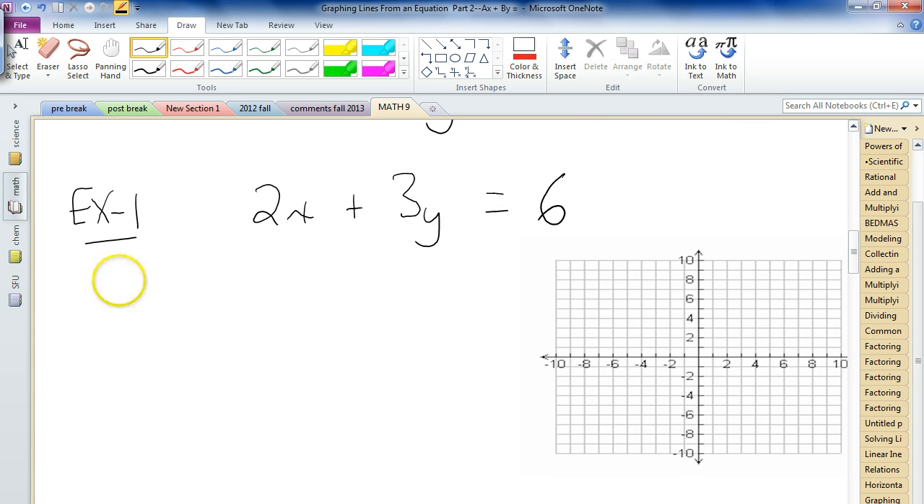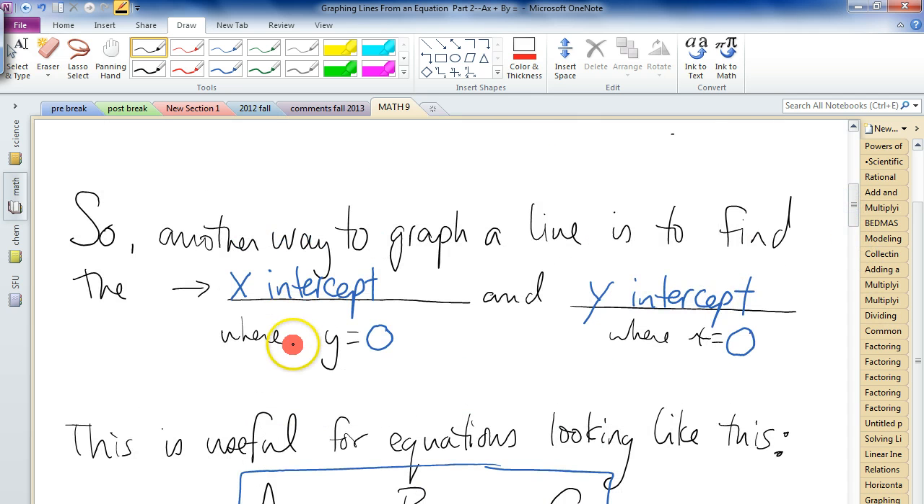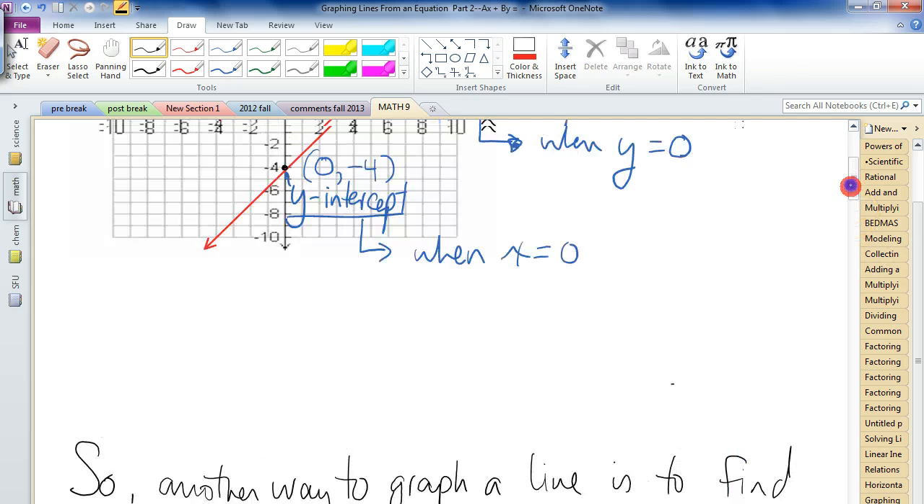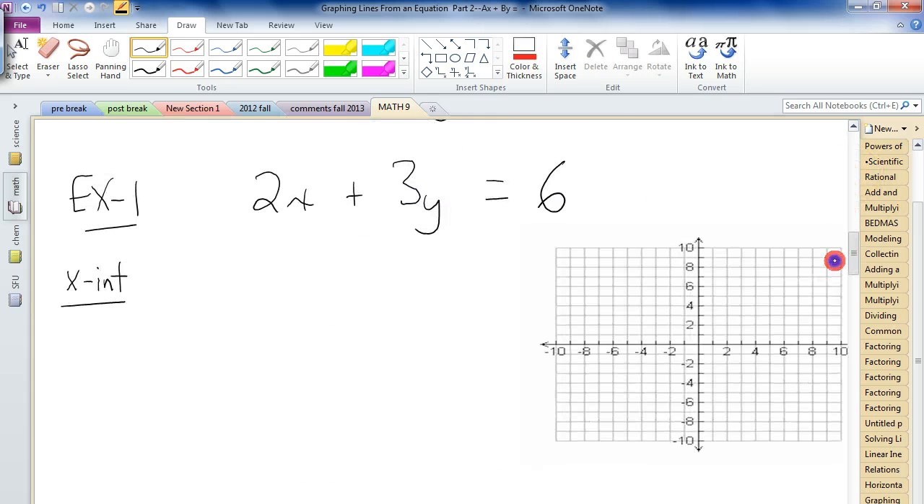So what we want to do is find the x-intercept. And how do you find the x-intercept of this line? Remember, the x-intercept is wherever y is equal to 0. The x-intercept is somewhere on the x-axis, and that's where y is equal to 0. So the x-intercept, again, is where y is equal to 0.